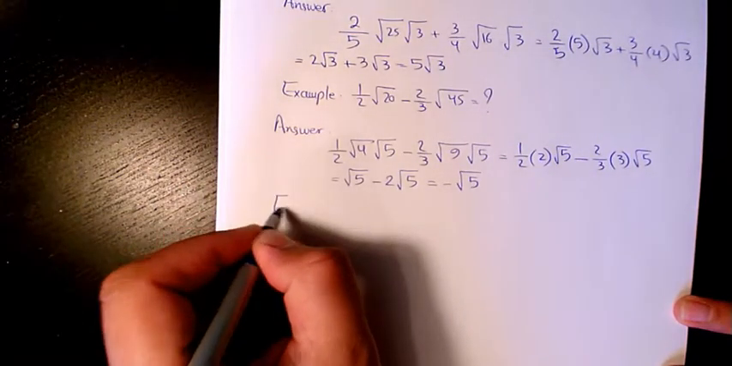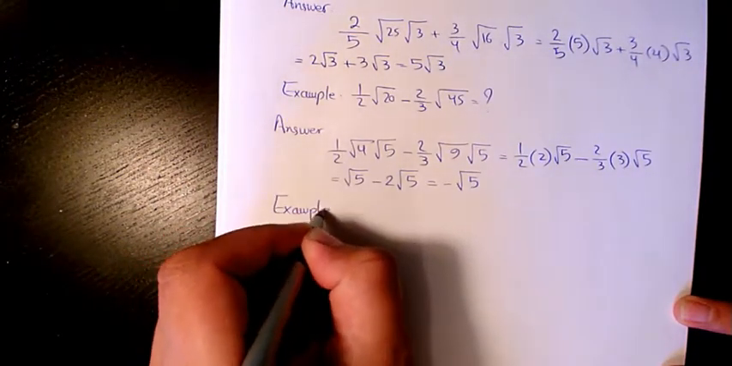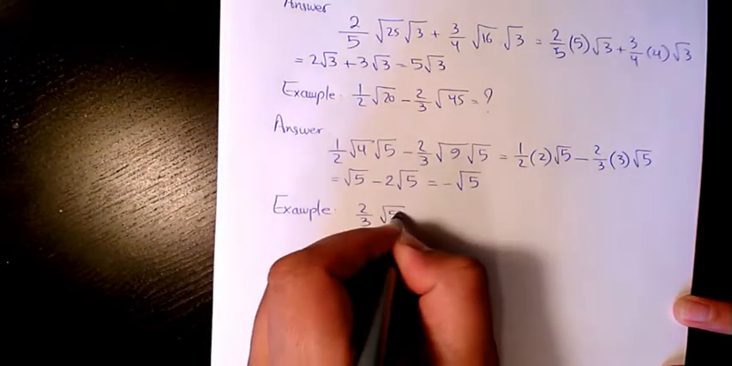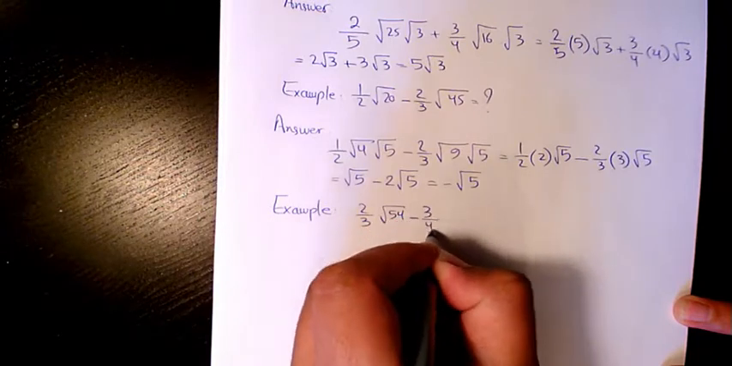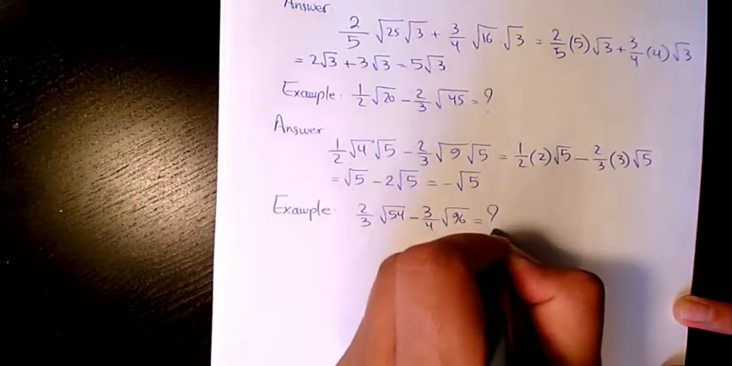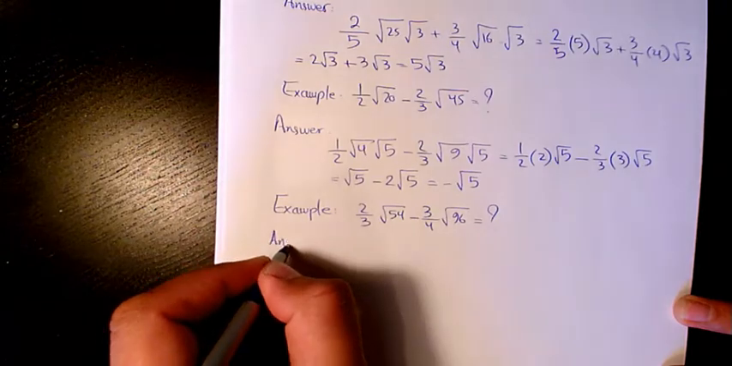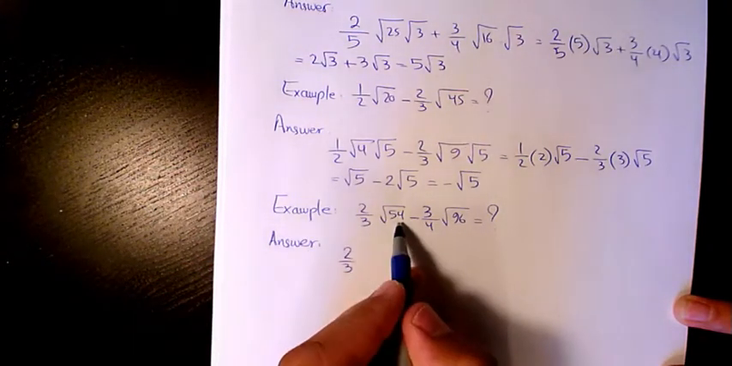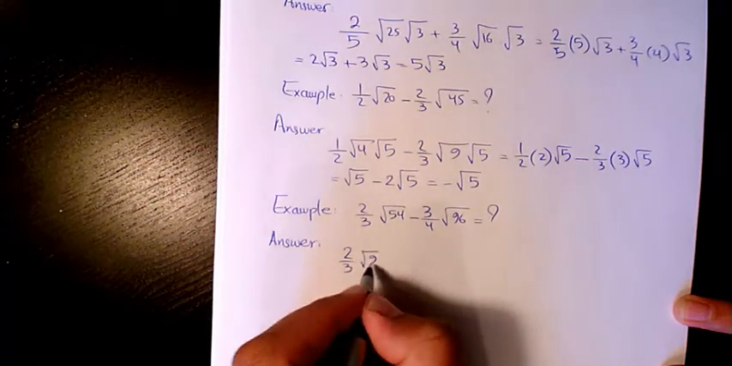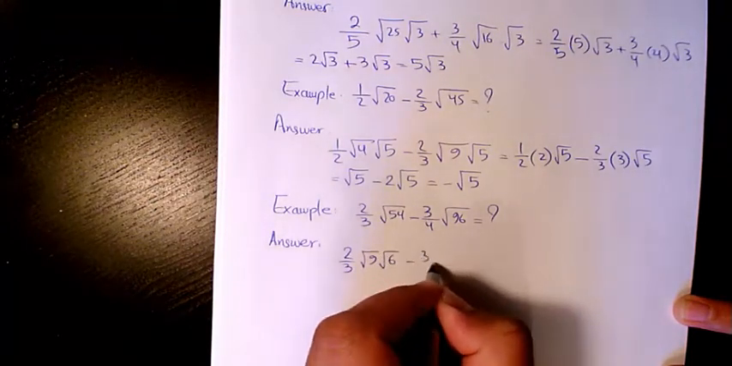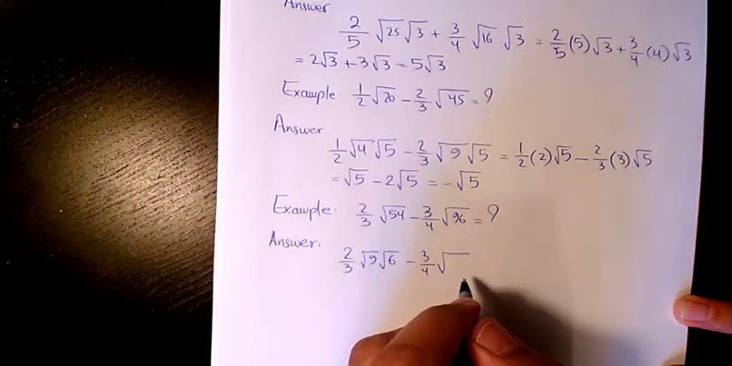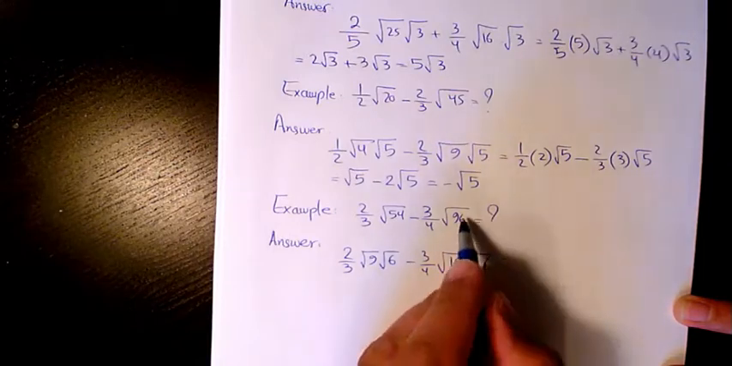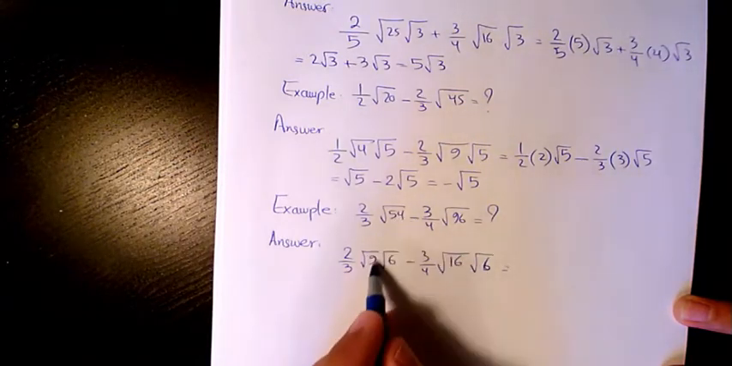Next example is 2 over 3 root 54 minus 3 over 4 square root of 96. The answer is 2 over 3, 54 is root 9 and 6. And here we have 16 and 6. Perfect square from here and perfect square from here.